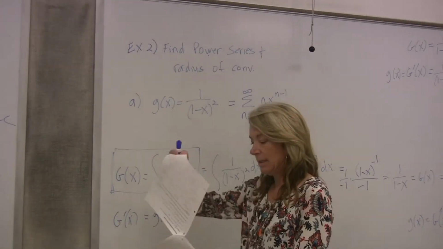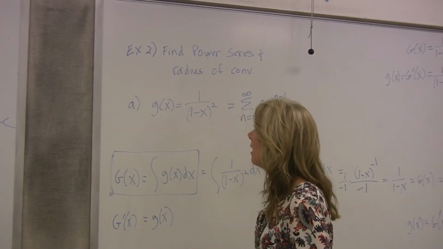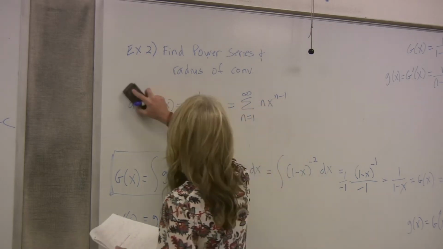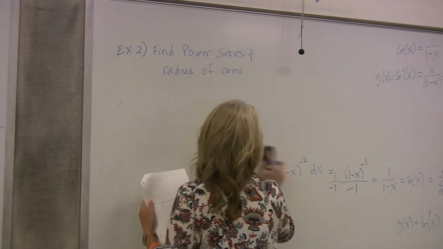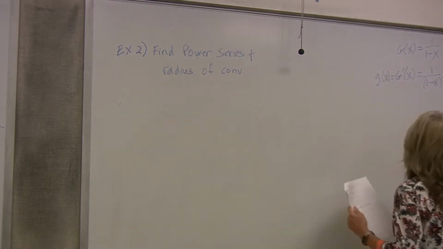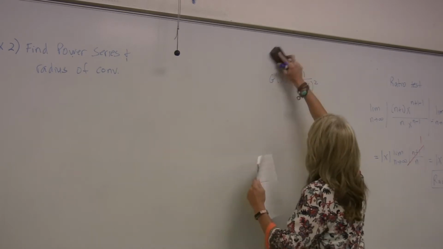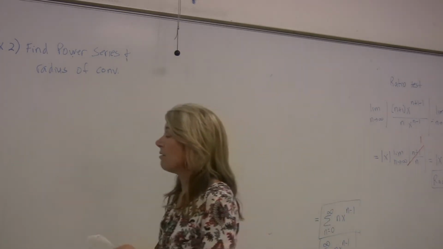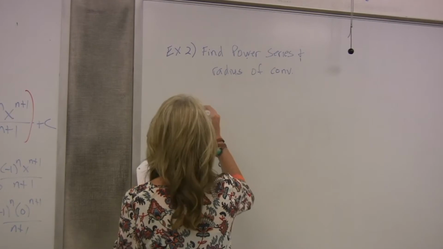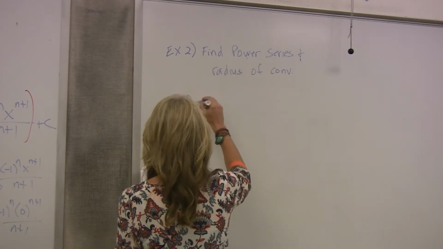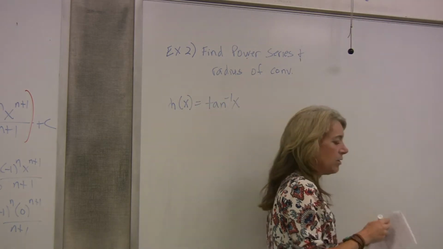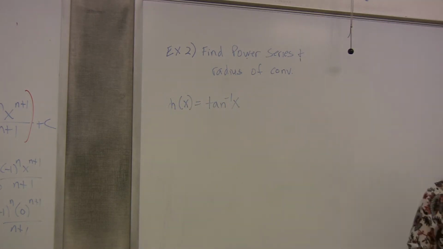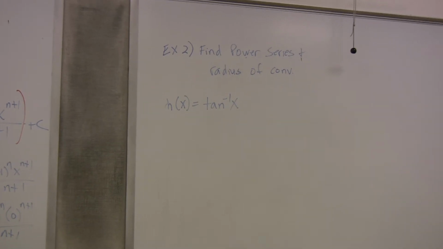Okay. Let's look at C. That's a pretty one. Inverse tan of x. This is how computers and calculators actually evaluate inverse tan of x. They change them into series. Inverse tan of x, same directions. We want to turn it into a power series and find the radius of convergence.